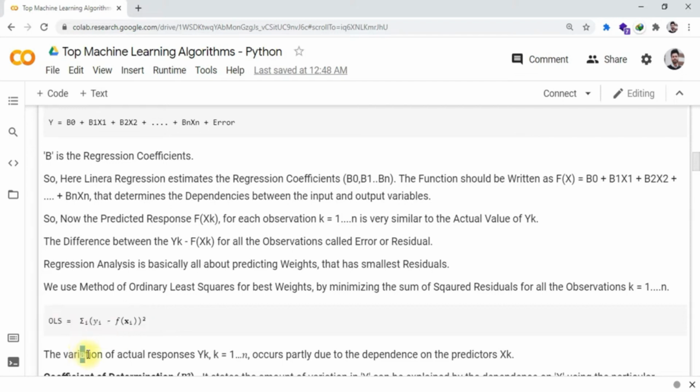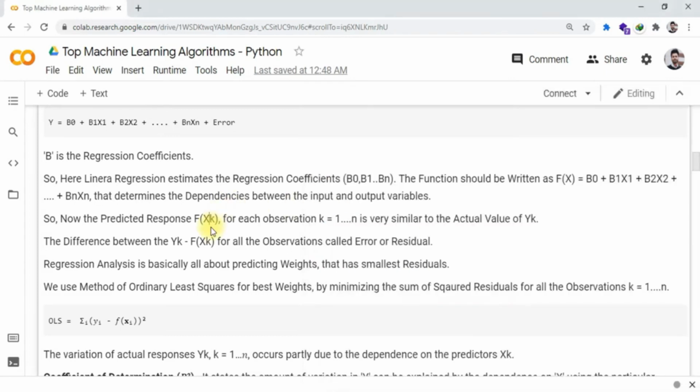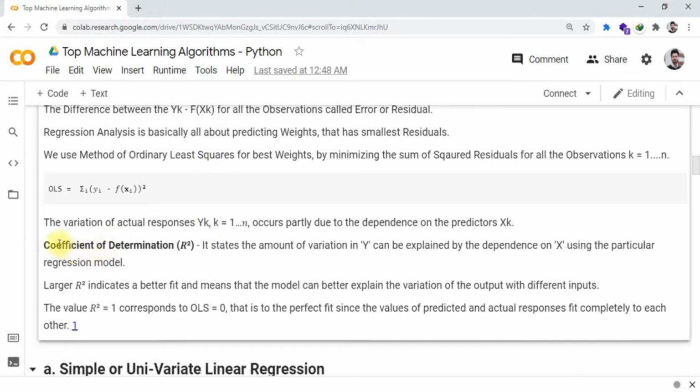So for each value of 1 to n, it is going to analyze and minimize those errors to a lesser extent and give us the best weights. The best weights means it will give us the best values of m and c, so that the error should be minimum. And so there is another point called coefficient of determination.